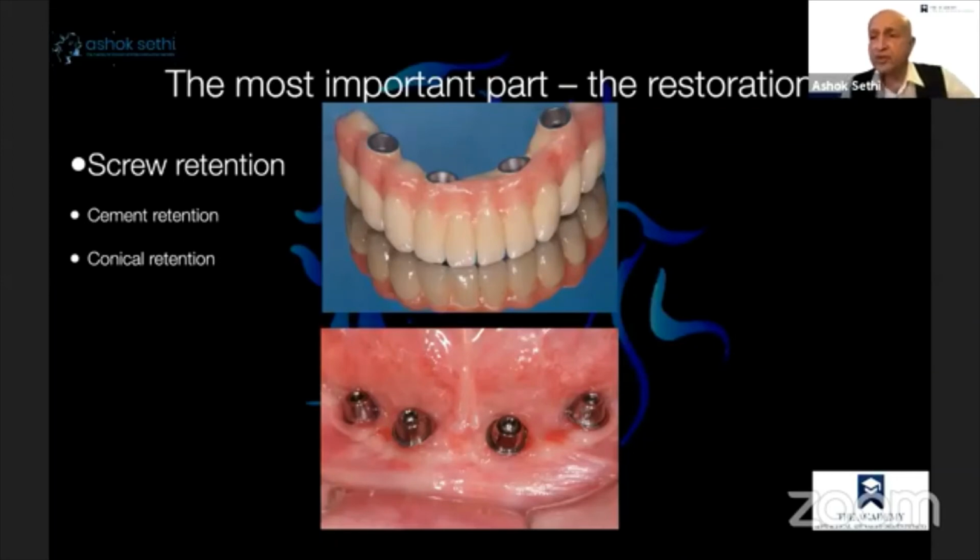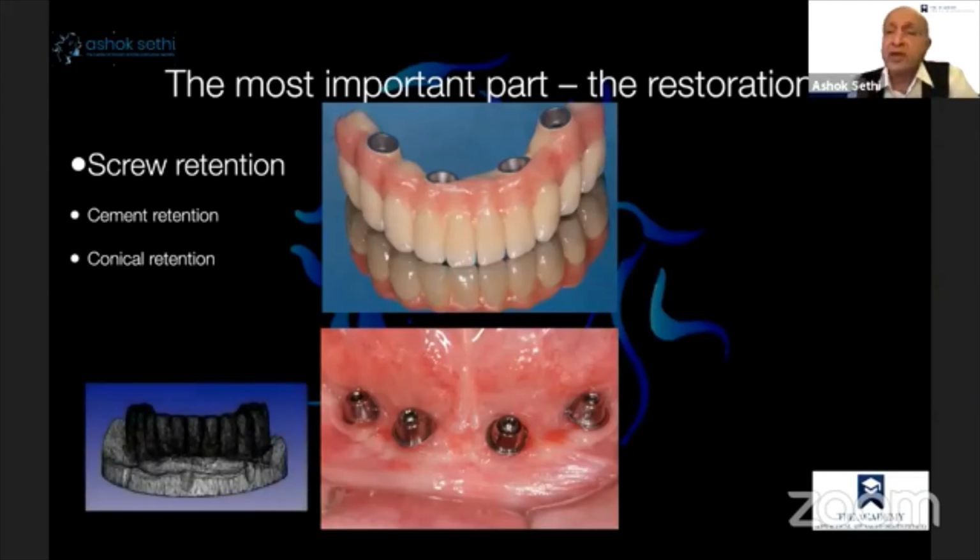Screw retention, when you think in terms of screw retention, you're using different technology, okay? And if you're going to do screw retention, there's no doubt in my mind that you need to move into CAD/CAM technology, because that's what enables you to produce something that is accurately fitting, okay?